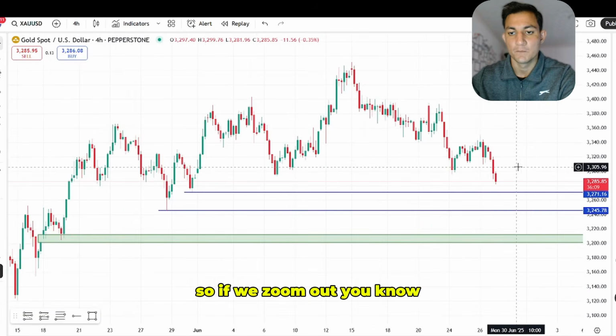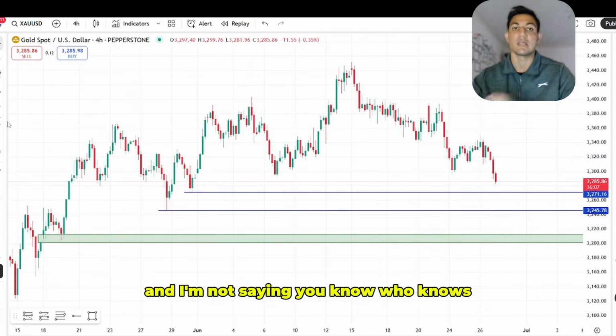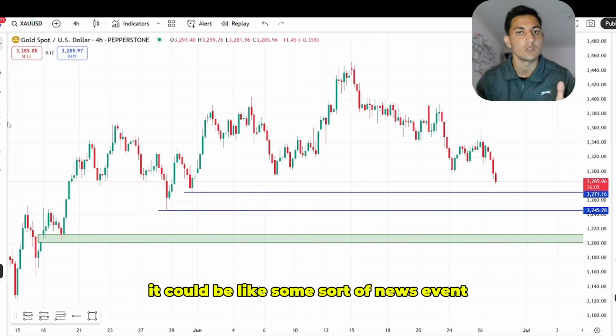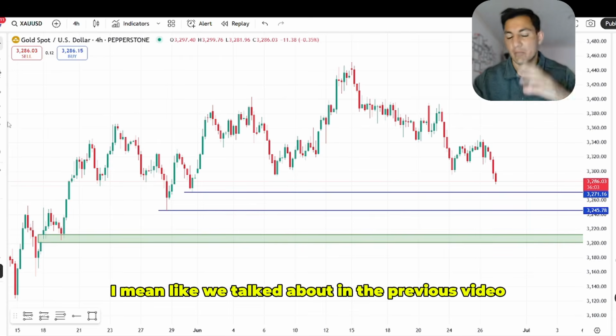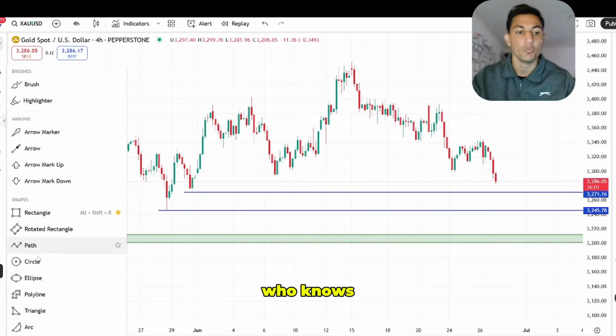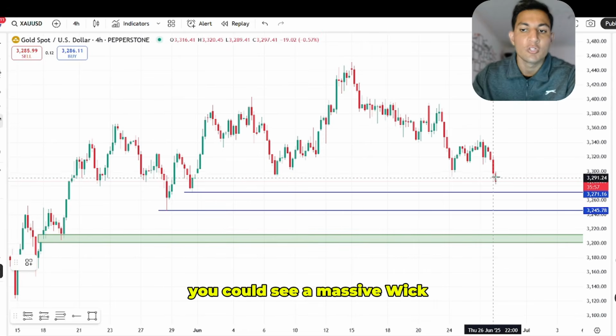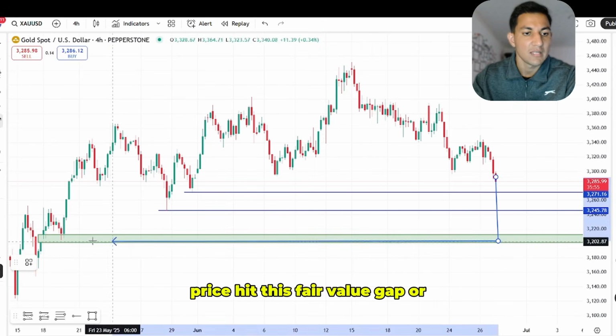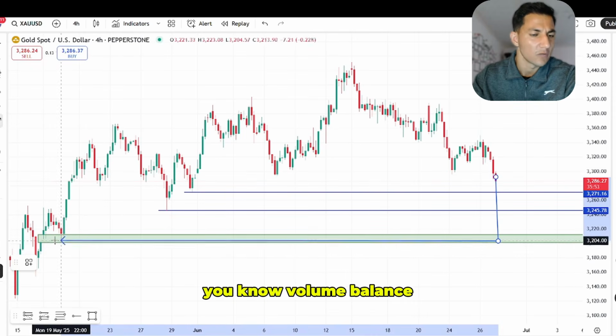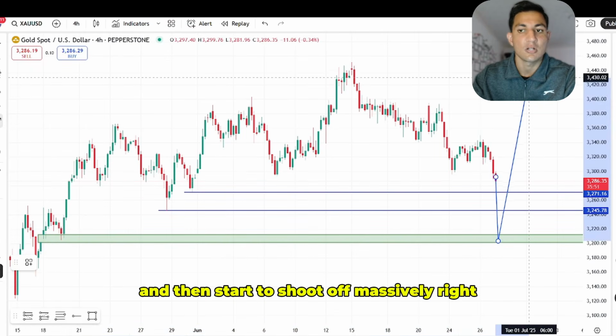So if we zoom out, and I'm not saying, who knows, there could be some sort of news event, some sort of war. Like we talked about in the previous video, who knows, a bomb gets dropped, American soldiers get killed, who knows what can happen. You could see a massive wick, price hit this fair value gap, or volume imbalance, whatever you want to call it, and then start to shoot off massively, right?